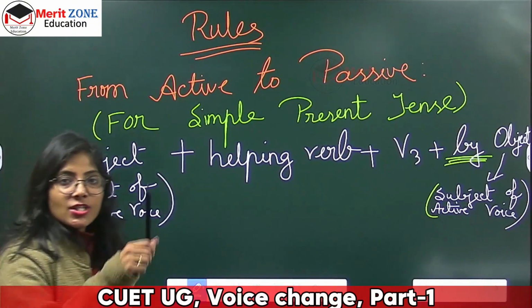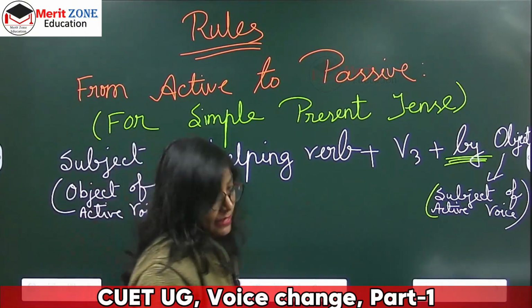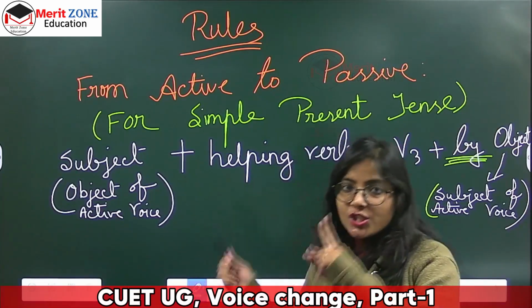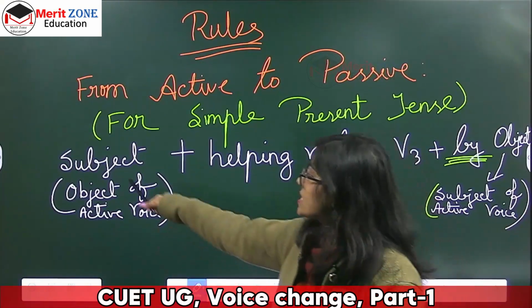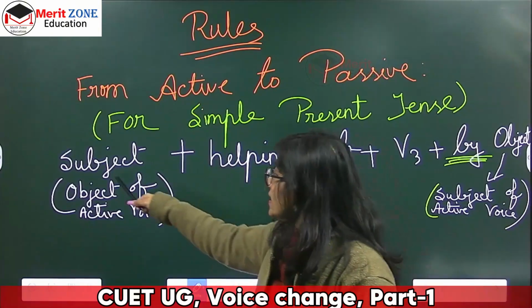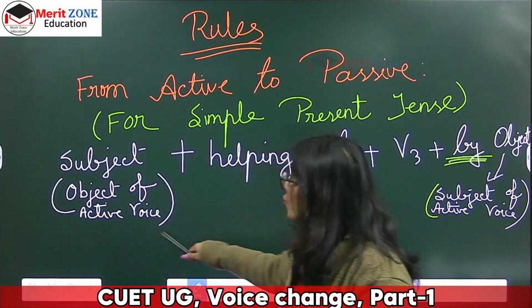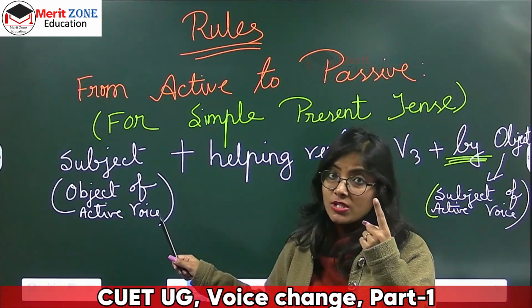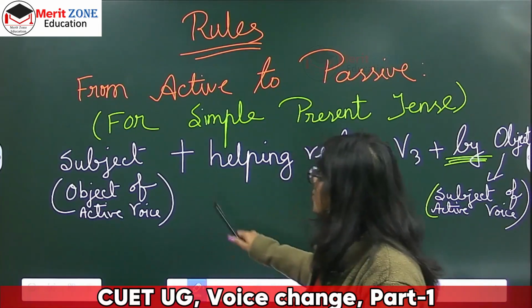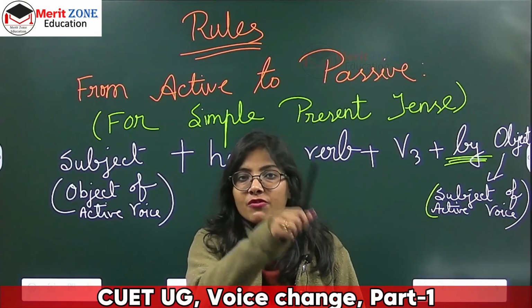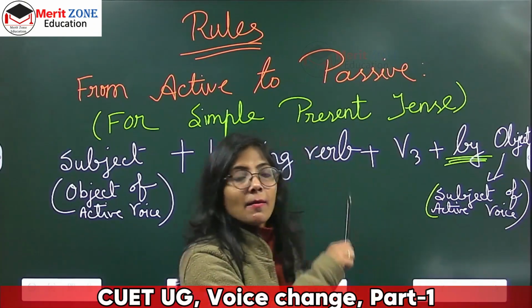Now let's change the sentence that I was talking about, that my mother cooks delicious food. This was active voice, but when I change it to passive, what happens? Subject is delicious food. The object becomes the subject. Delicious food, helping verb will be is, because food means here we are talking about singular number. Delicious food is V3, cook was the main verb so its V3 will be cooked, plus by.